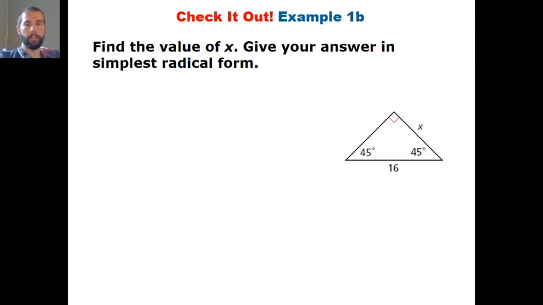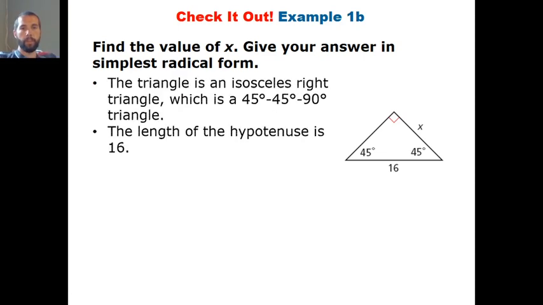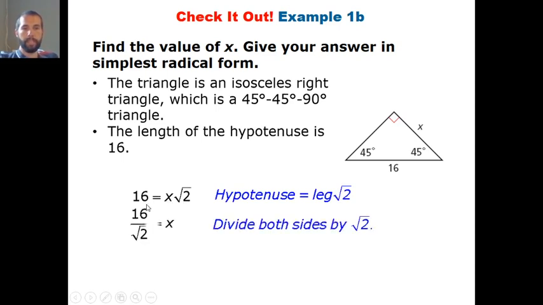All right, another example. You're given the hypotenuse is 16, and they want you to find the leg. So the hypotenuse equals the leg times the square root of 2. So 16 equals x times the square root of 2. To solve for x, we divide by the square root of 2. So we get 16 over the square root of 2 equals x.